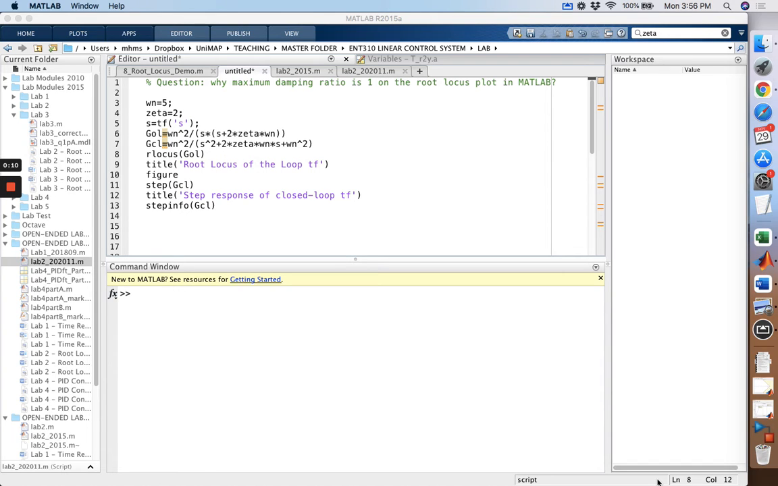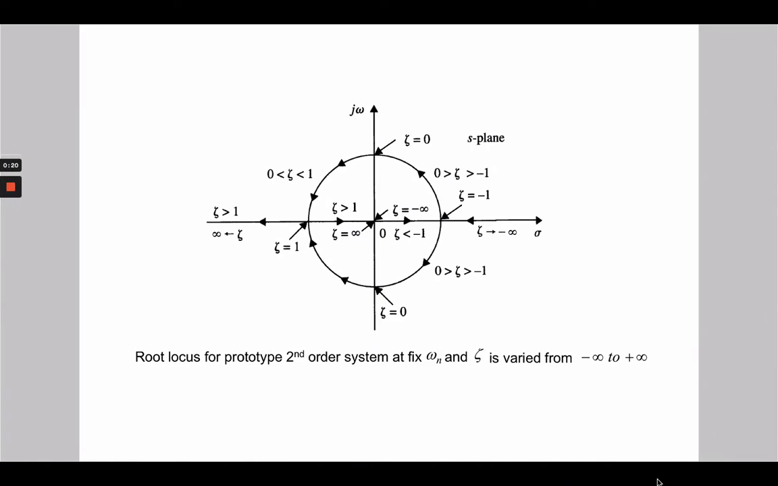Why is the maximum damping ratio 1 on the root locus plot in MATLAB? It is different from what we have learned so far in the theory and the root locus. For example, here you can see that the damping ratio depends on the location of poles on the S-plane.